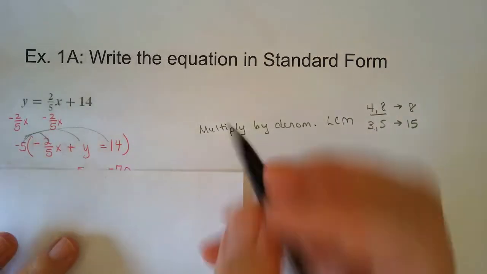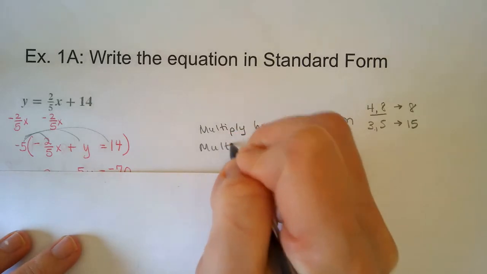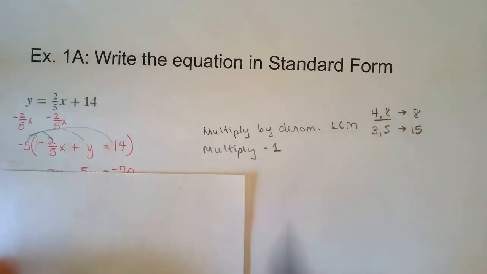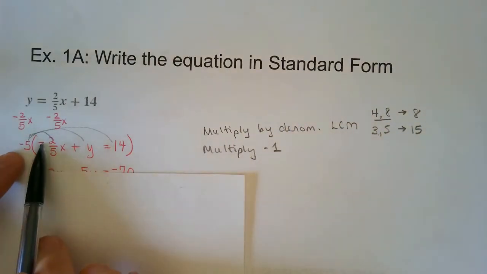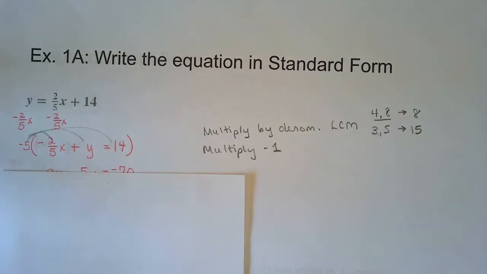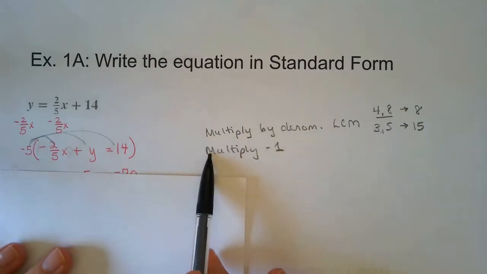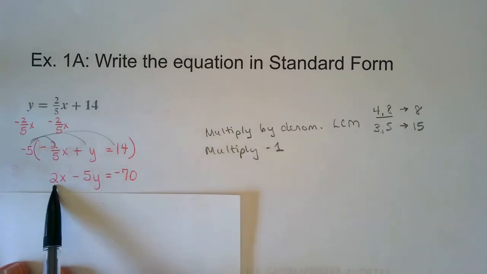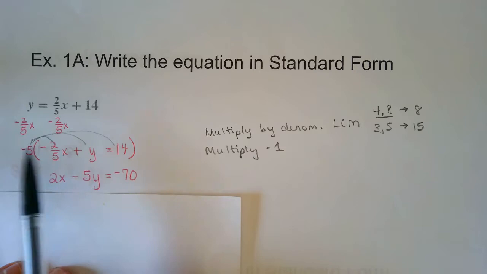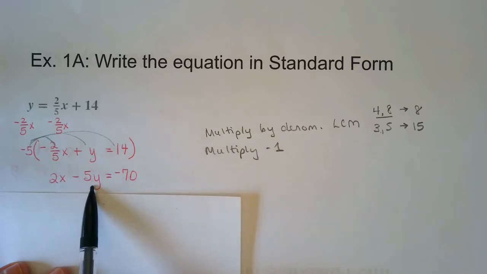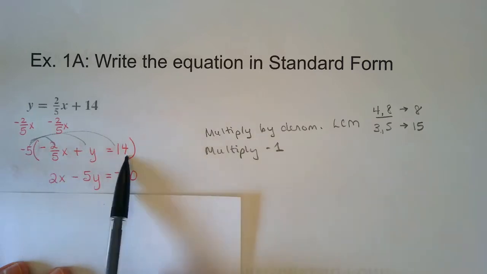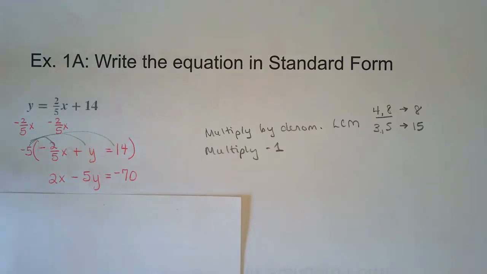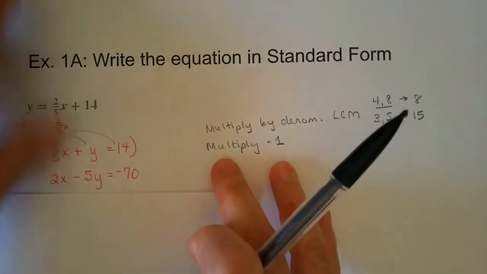And then also, I'm going to multiply by a negative 1 because this first term was negative. That's the leading coefficient that I was referring to. So I'm going to do those two steps at the same time. When I do negative 5 times negative 2/5, I get positive 2. Negative 5 times positive y equals negative 5y. And then negative 5 times 14 equals negative 70. So now you have transitioned it into standard form.